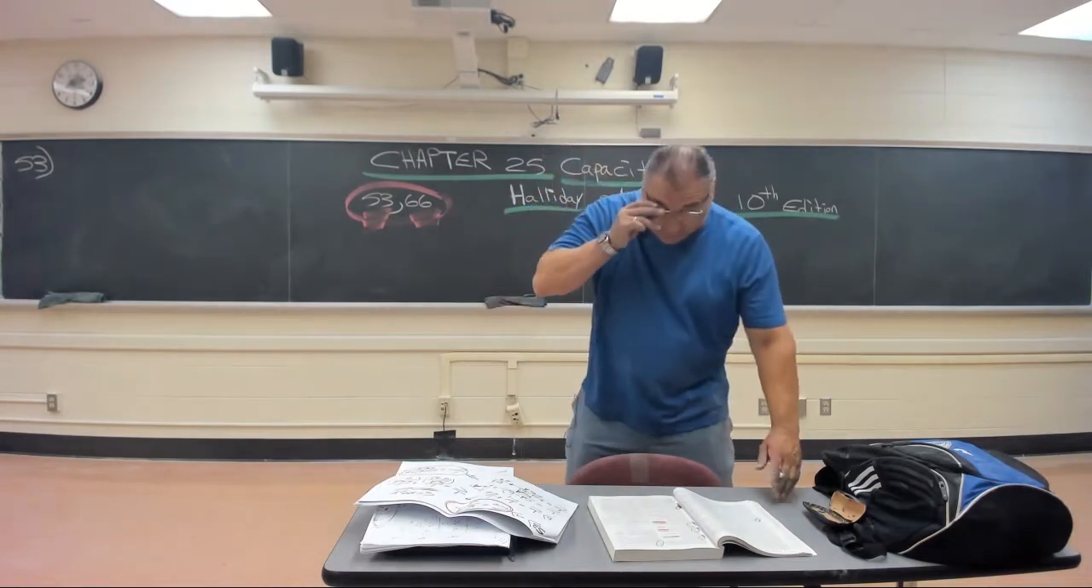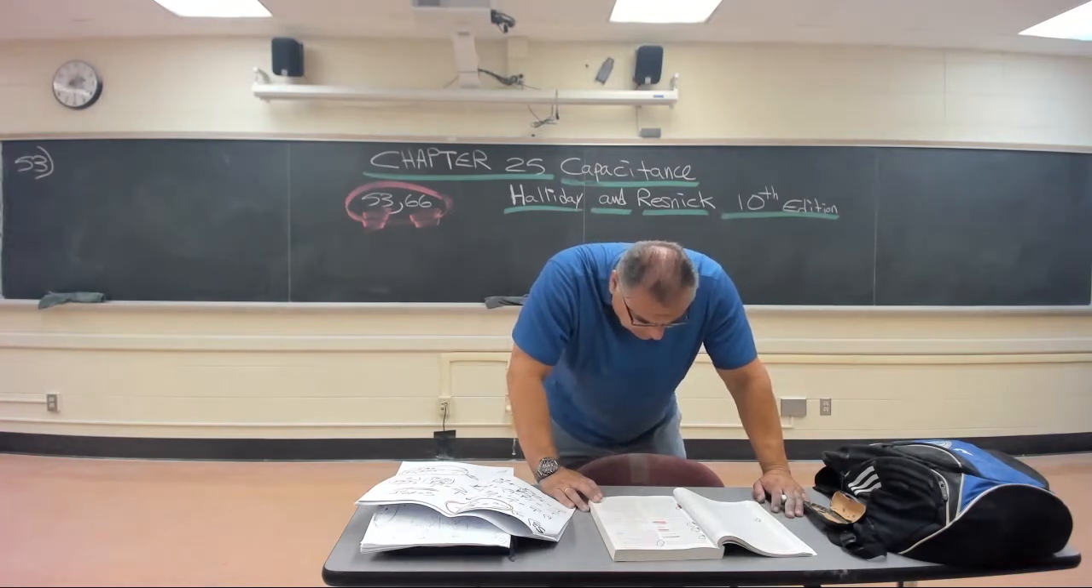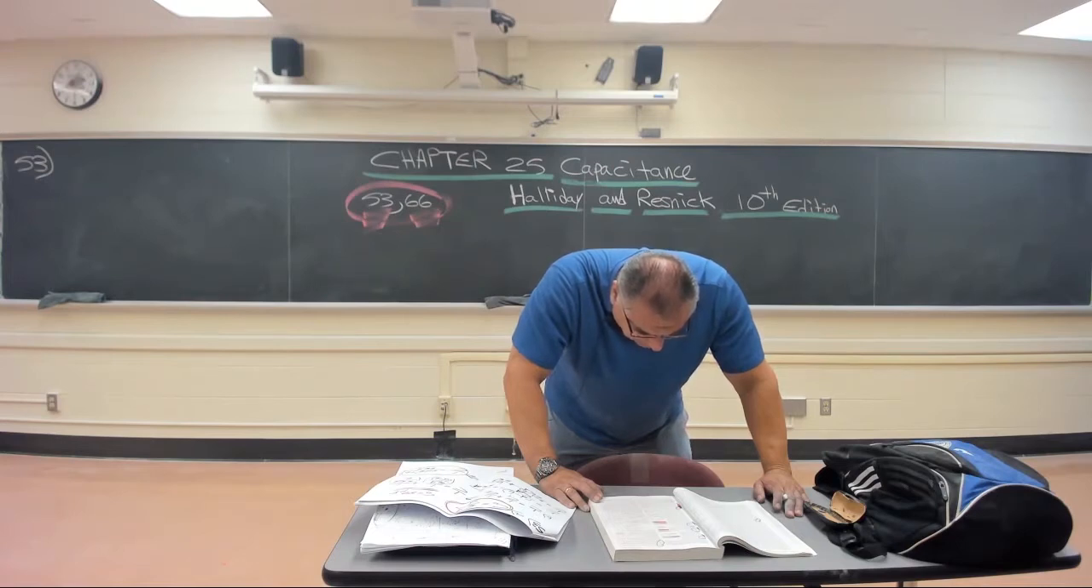Let's talk about number 53, chapter 25 on capacitance in the Halliday and Resnick book, 10th edition. Problem number 53: a parallel plate capacitor has plates of area 0.12 meters squared and a separation of 1.2 centimeters. A battery charges the plates to a potential difference of 120 volts and is then disconnected. A dielectric slab of thickness 4.0 millimeters and dielectric constant 4.8 is then placed symmetrically between the plates.